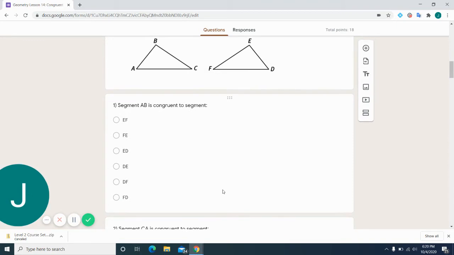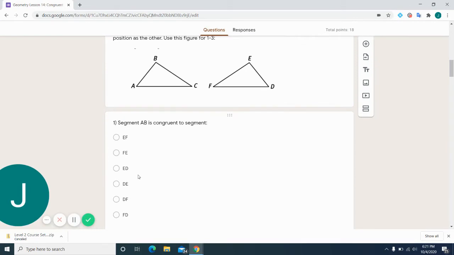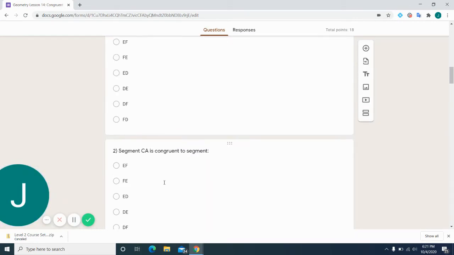Okay, AB is congruent to what? Notice, first off, we're going to the top. B is the same as E. That part's easy. But is A the same as F or the same as D? Well, A is down at the bottom of the short end, not at the bottom of the long end. So A is the short end, D is the short end. So AB is the same as DE. You want to pick DE for your answer.